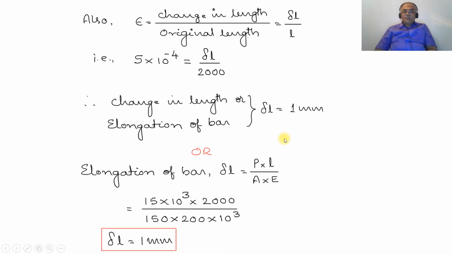But we can do it in a very simple way. The elongation of the bar, delta L, is equal to capital P into small l by capital A into E. So we know 15 into 10 to the power of 3, which is P. The length of the member is 2000, divided by area 150, and Young's modulus is 2 into 10 to the power of 5, or 200 into 10 to the power of 3. On simplification, delta L is 1 mm. So this is how you will be able to find the solution for this particular problem.